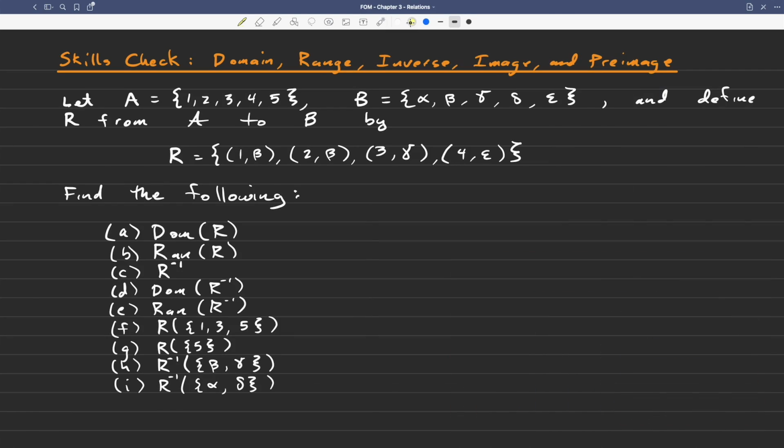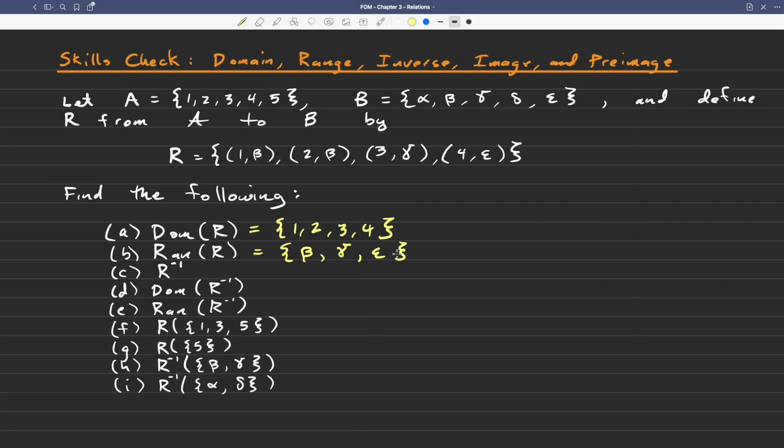Okay, so let's go through this quickly. For that relation, R, the domain is just all of the first components that appear as ordered pairs in that relation. So the domain, I'm just going to list off the first components that I see, and I see 1, 2, 3, and 4. The range of R is just the set of all second components that appear, and I see beta, gamma, and epsilon. I'm not going to list beta twice because we don't need to list duplicates.